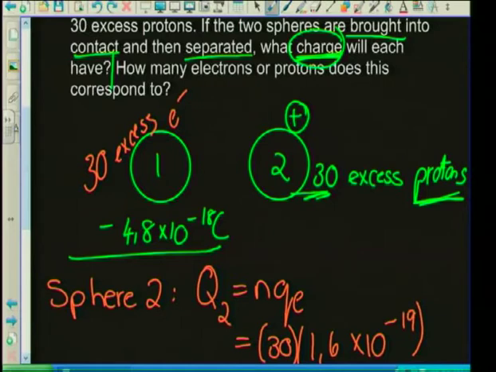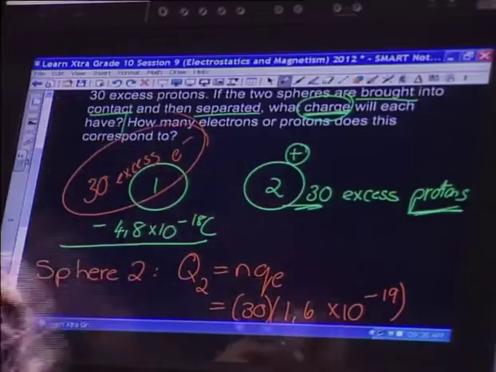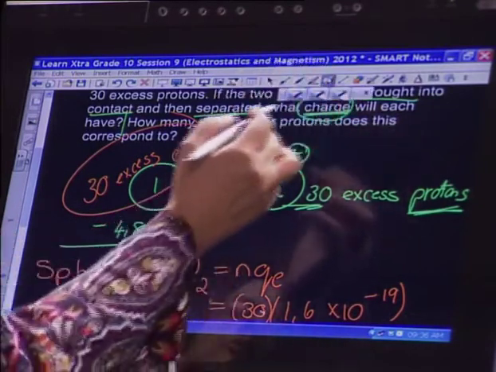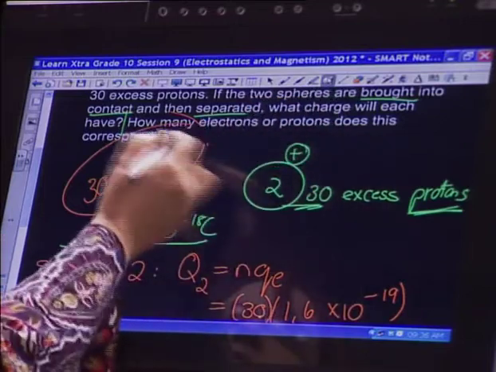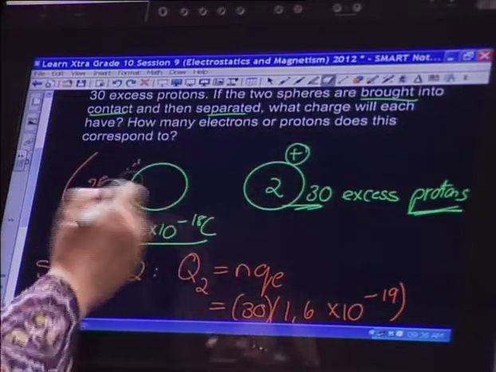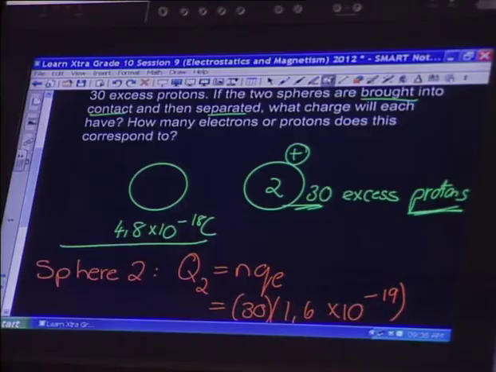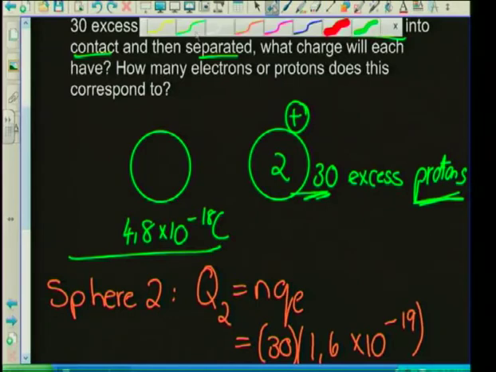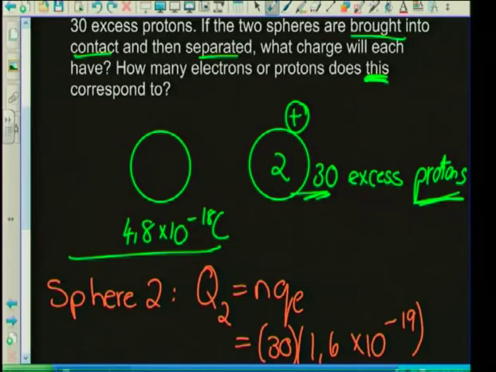If they added 30 excess protons, this has got 30 excess electrons. And what has actually happened is when these two spheres touched, all of the electrons from sphere 1 went onto sphere 2 to go and neutralize it, okay? Now, I'm just going to take this off so we can see the next part of the question. Now it says to you, how many electrons or protons does this correspond to? That this is the charge you've just calculated.